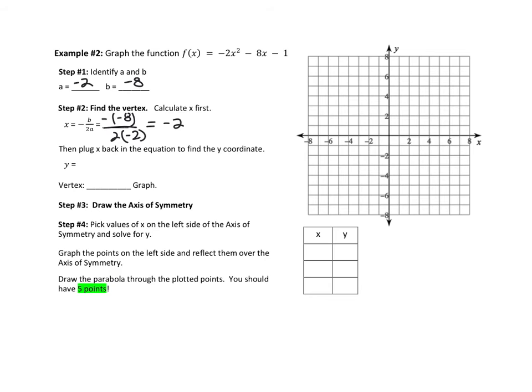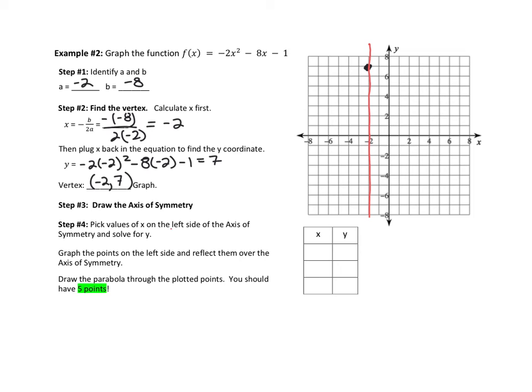So our y, we're going to plug it into our function, -2 times -2 squared minus 8 times -2 minus 1. And if you put this all into your calculator, you should get 7. So our vertex is -2, 7. So let's graph that. -2 in the x, 7 in the y. We're going to put a point. And then we're going to graph next our axis of symmetry, which goes through our vertex.